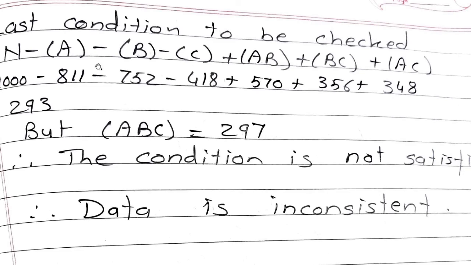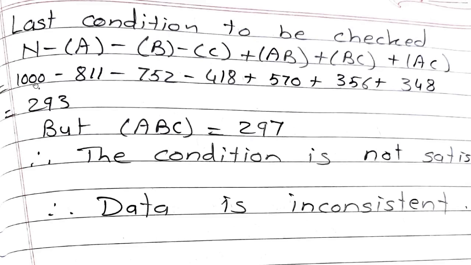Last condition to be checked, N minus A minus B minus C plus AB plus BC plus AC. So we will replace all the values. 1000 minus 811 minus 752 minus 418 plus 570 plus 356 plus 348. The value is 293. But our value of ABC is 297. So the last condition is not satisfied. Therefore, the data is inconsistent.